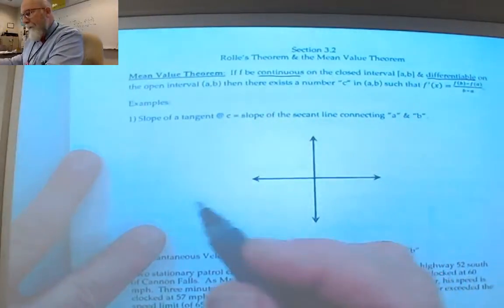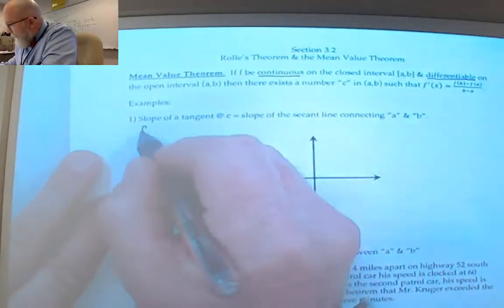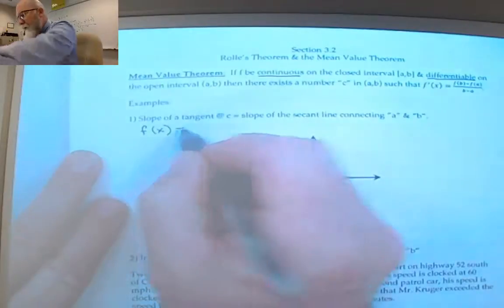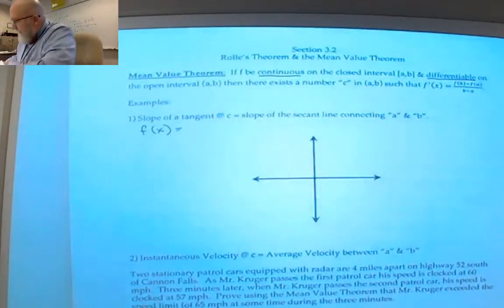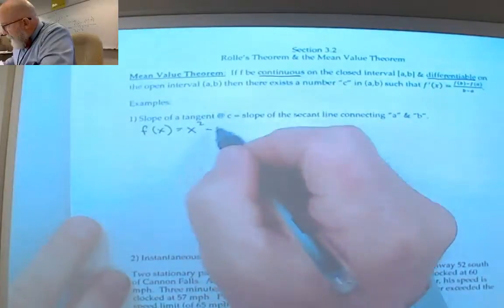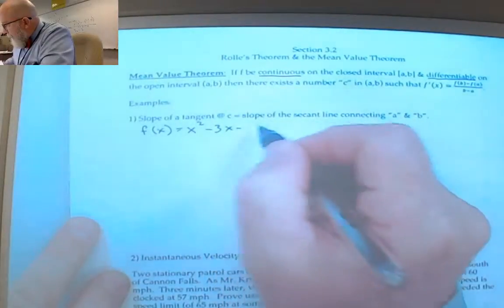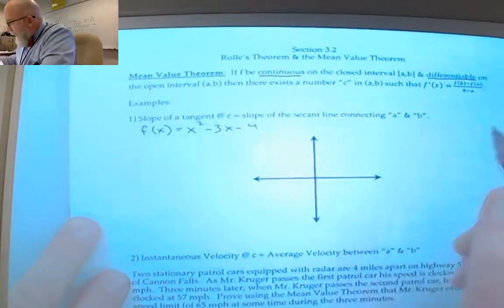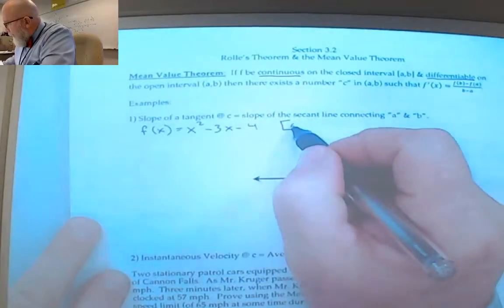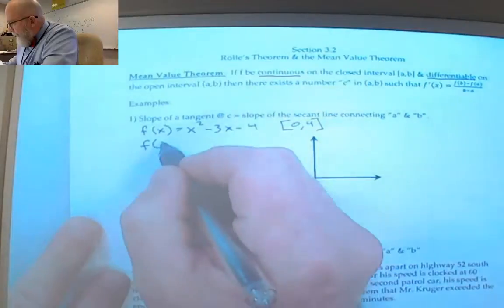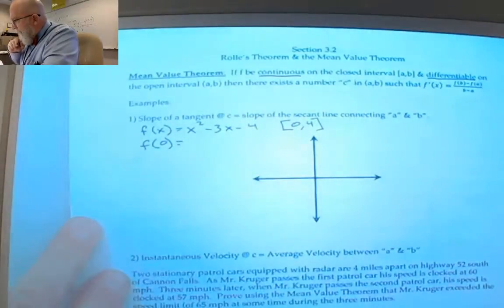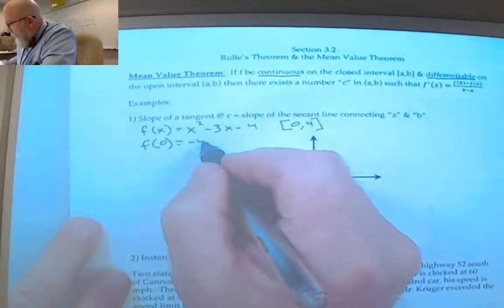We already looked at a problem that wasn't differentiable, right? And did I come up with an equation like this? F of x equals x squared minus 3x minus 4. And I gave you an interval, 0 to 4. So I figured out f of 0, and I got negative 4. Is that right?